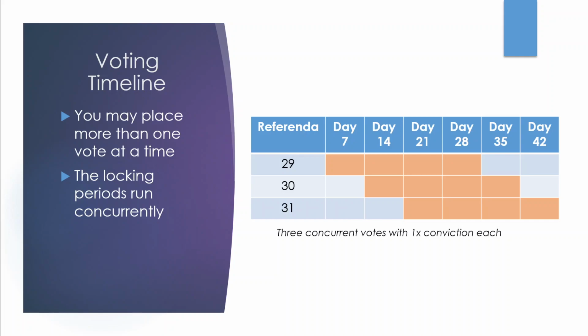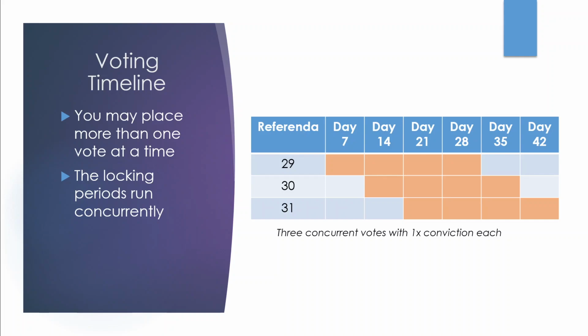Okay, so let us discuss this additive aspect. To appreciate that, you need to understand that you can vote on more than one referenda at a time. The locking periods run concurrently. So it's not a stacked effect such that I locked for 28 days with my previous vote, and with this vote I'm going to lock for another 28 days, so we add them up and it's locked for the summed period. The locks actually run concurrently.